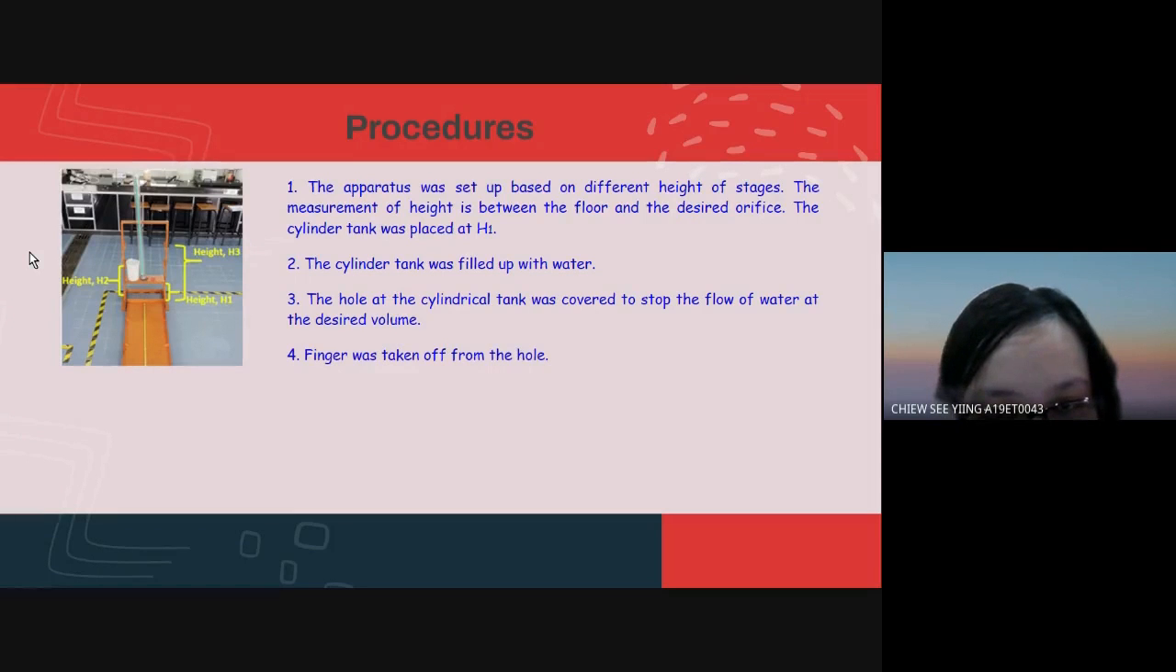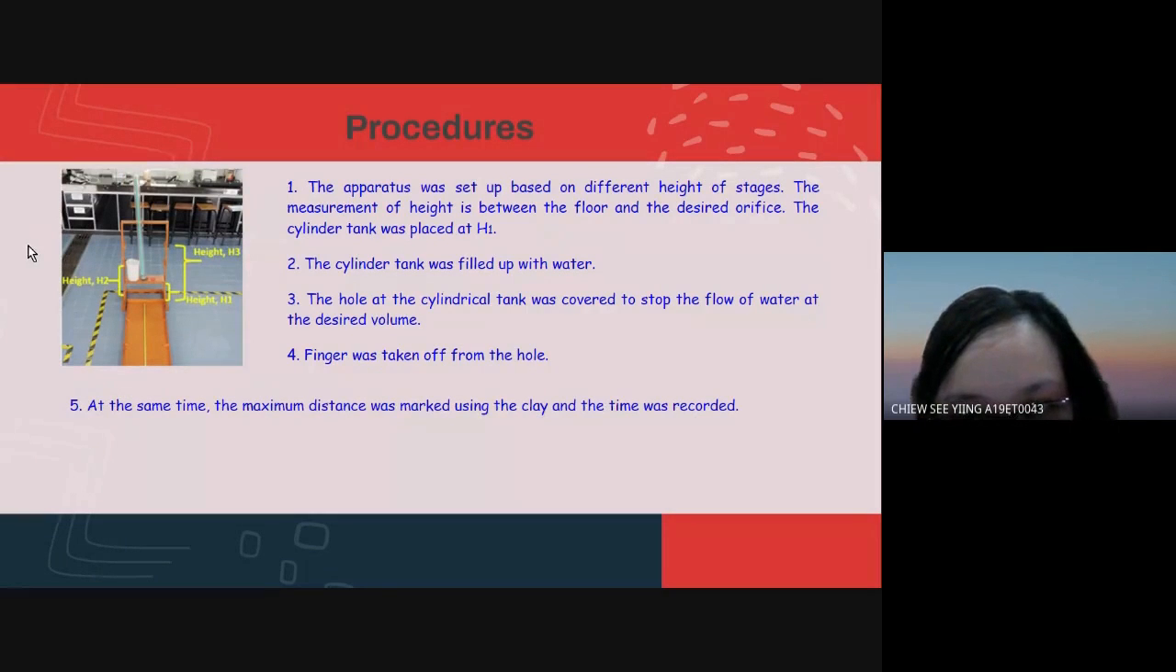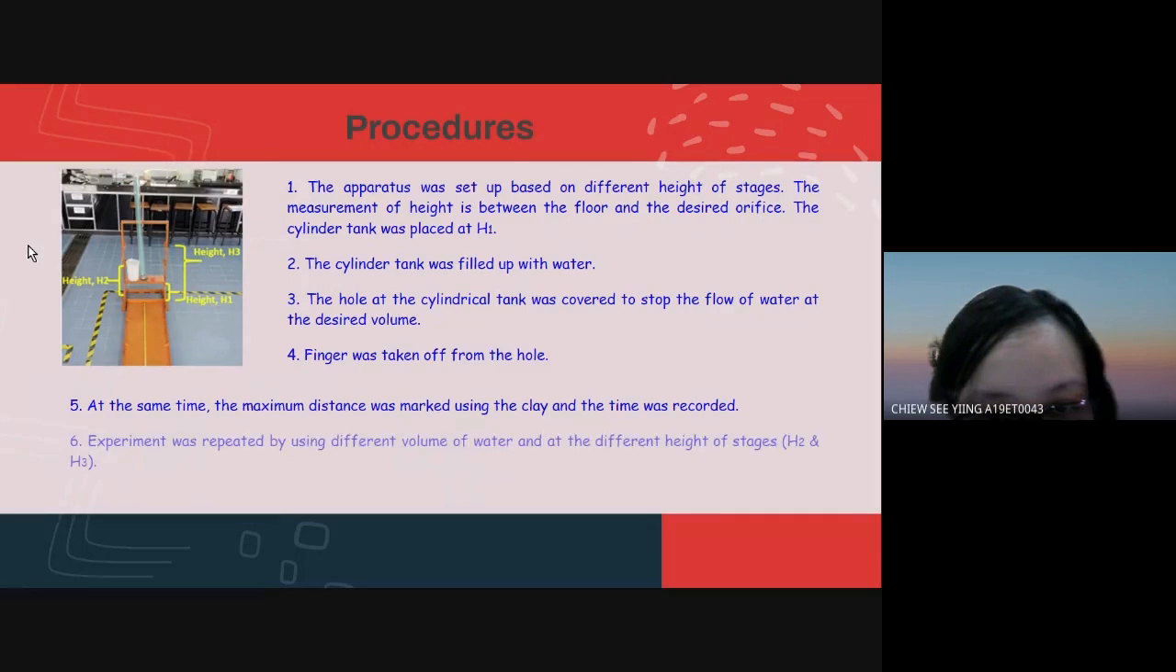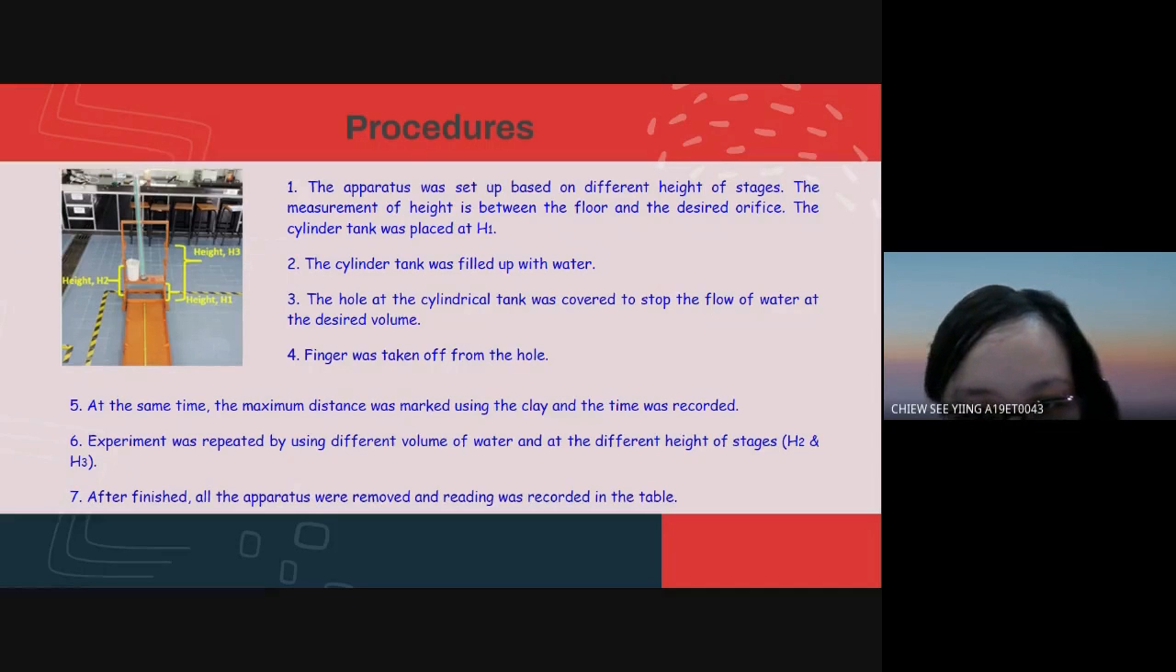Then our finger was taken out from the hole, and at the same time the maximum distance was marked using the chalk and the time was recorded. Next, the experiment was repeated by using different volumes of water and at the different heights of stages H2 and H3. After finishing, all the apparatus were removed and the readings were recorded in a table. Next, I pass to the next presenter.